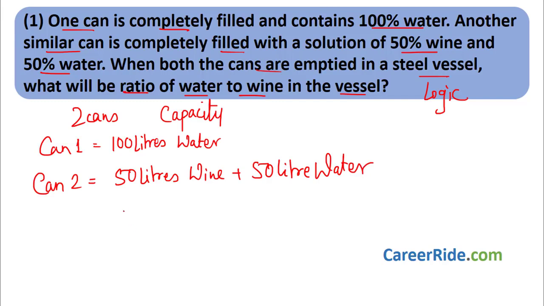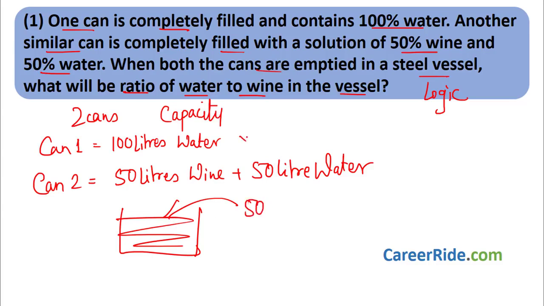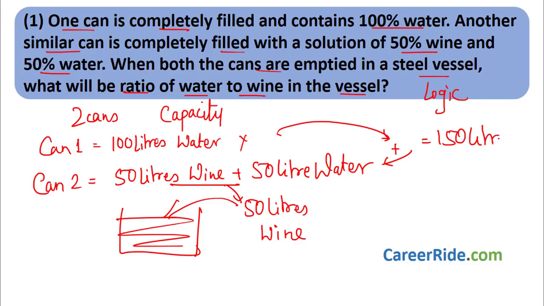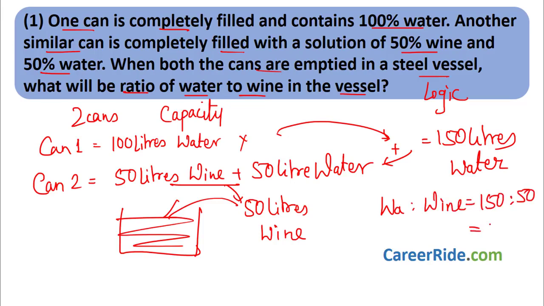Now both of them are emptied in a steel vessel. How much would be the amount of wine in this vessel? It would be 50 liters because here there is no wine. This 50 liters would get added. So wine is 50 liters. How much is the water? This 100 liters plus this 50 liters, 150 liters of water. What do we want? Ratio of water to wine in the vessel, that would be nothing but 150 liters to 50 liters, that would be 3:1. See how easily we got the answer. Moving to question number 2.